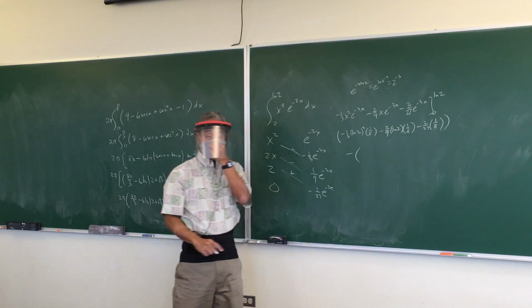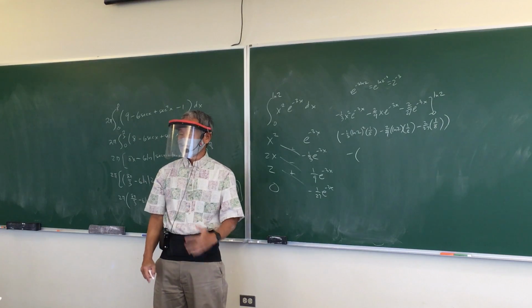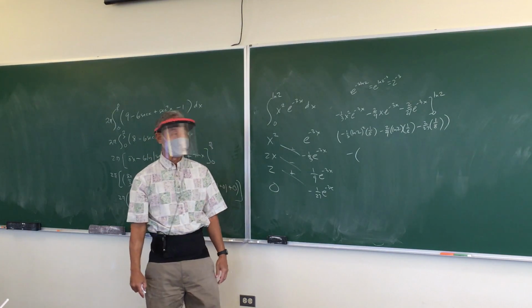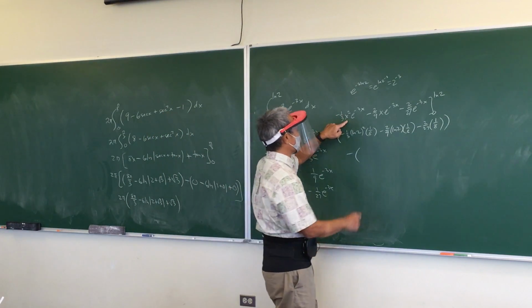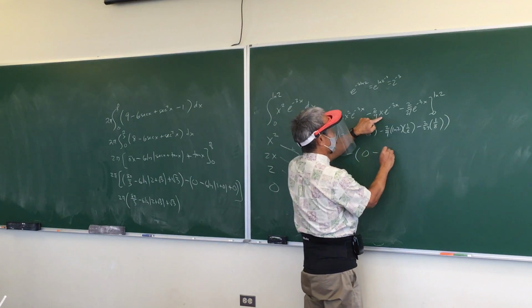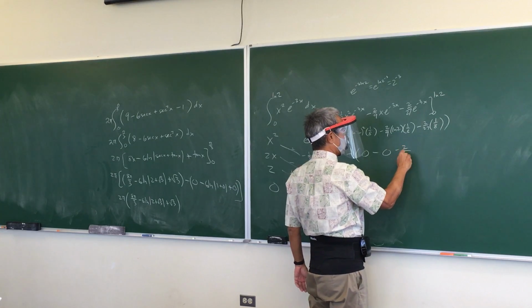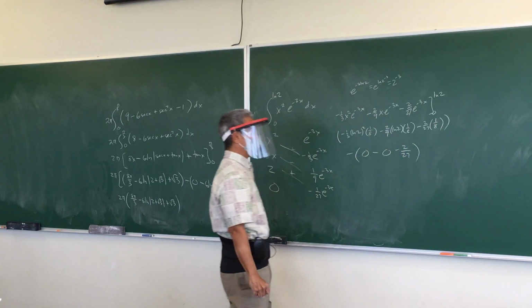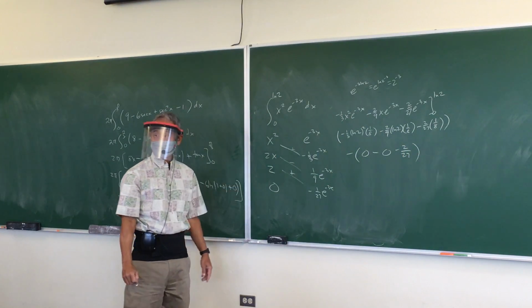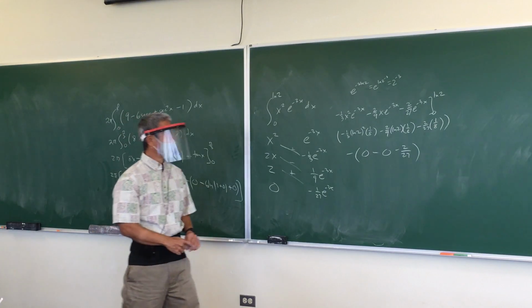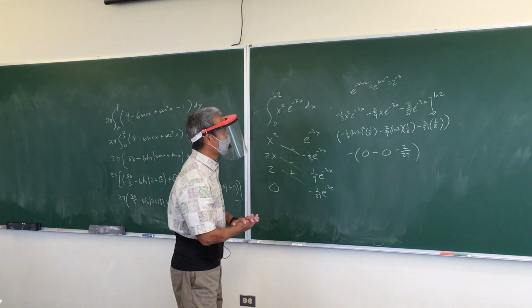Not gone. Now, can you assume that if you plug in 0, you're just going to get zeros? No, that would be a bad assumption. Okay, you plug 0 in here, you get 0. You plug 0 in here, you get 0. You plug in 0 here, e to the 0 is 1, so you get negative 2 over 27. And then I'm assuming you guys can simplify this, right? That doesn't even come out nice. Yeah, this is not nice.